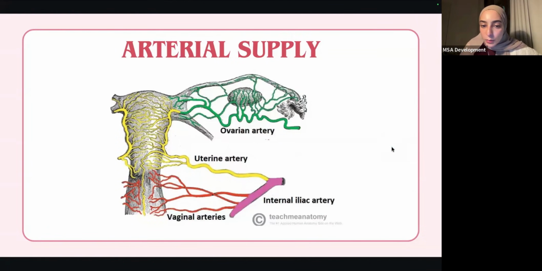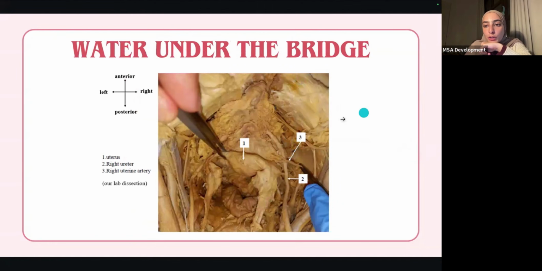Okay, for the arterial supply of the uterus, you have the ovarian artery, which supplies the ovary, and you have the uterine artery and the vaginal arteries, which come from the internal iliac artery. I don't know if they're going to ask you about this, but it's worth knowing that the uterine artery and the vaginal artery come from the internal iliac artery.